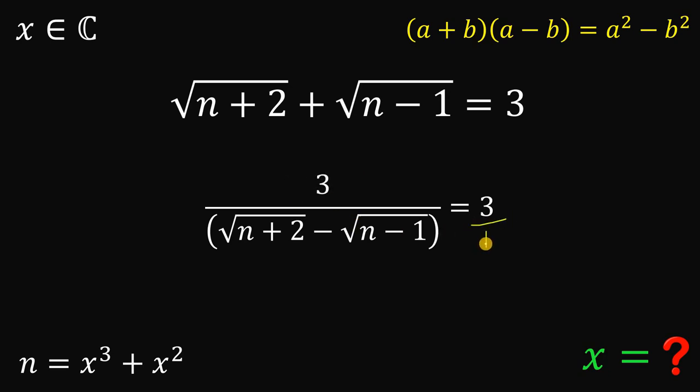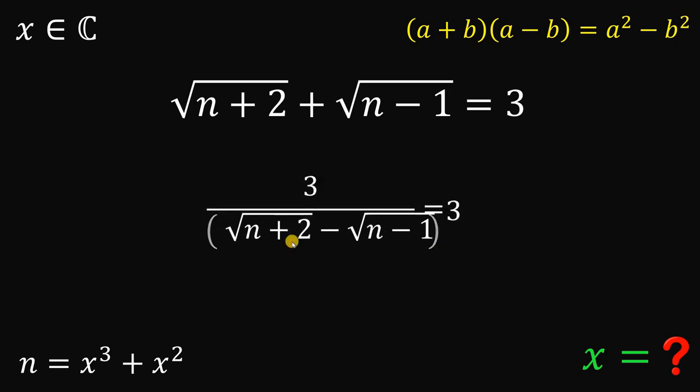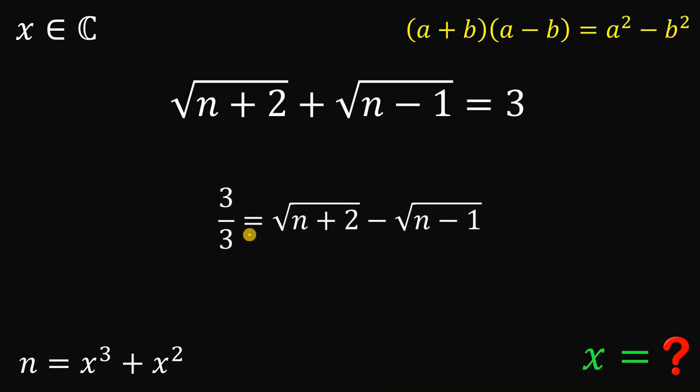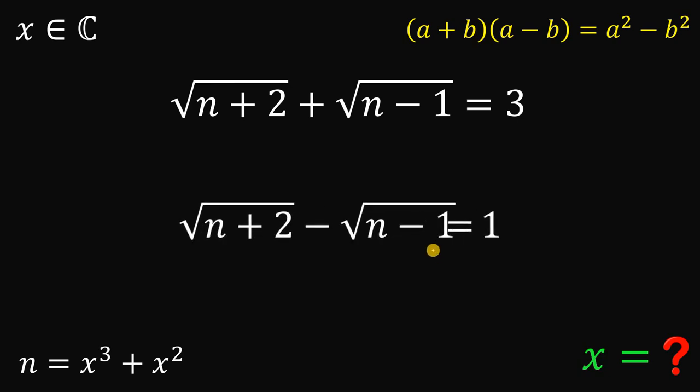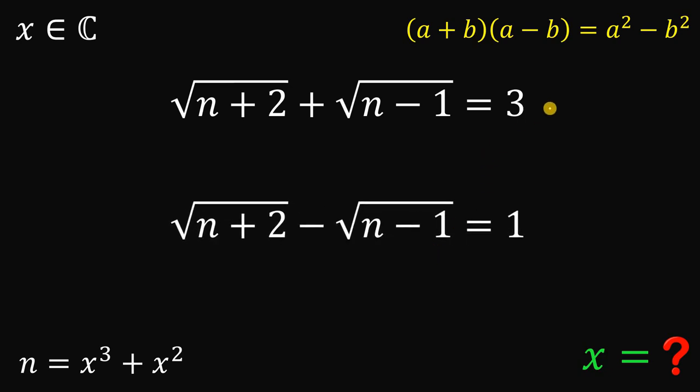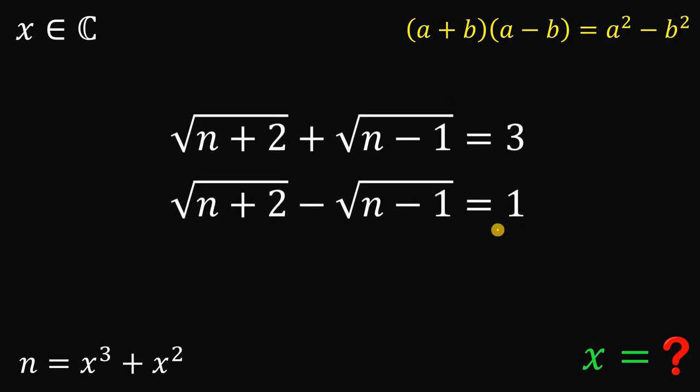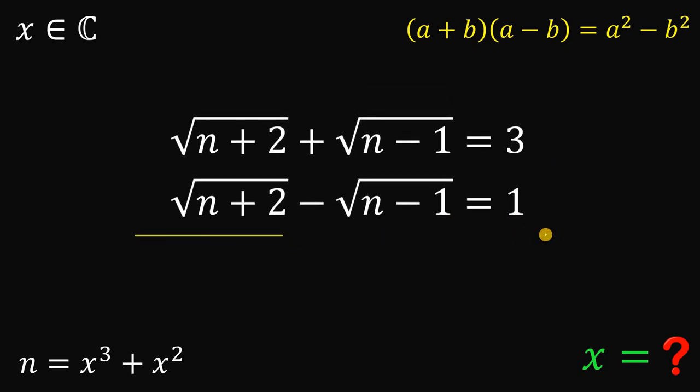Now, we know we have 3 over 1 right over here, so why not cross multiply? If we do that, we get 3 over 3, or simply 1, must be equal to square root of n plus 2 minus square root of n minus 1. So, again, this is just 1. And we know that square root of n plus 2 plus square root of n minus 1 must be equal to 3. And using these two equations, what we notice here is what if we add these two equations?